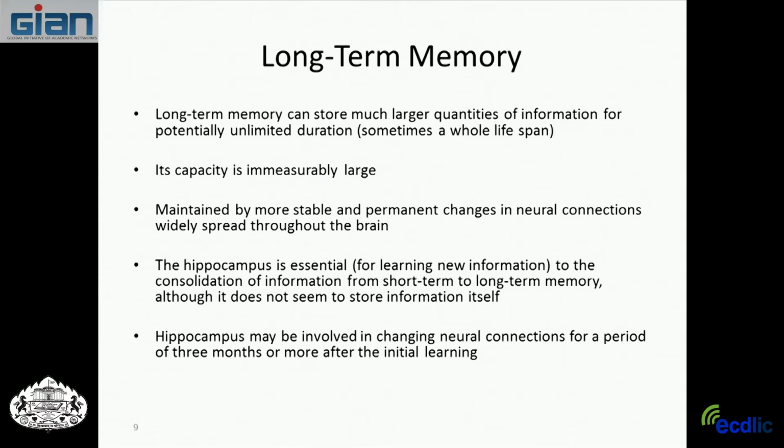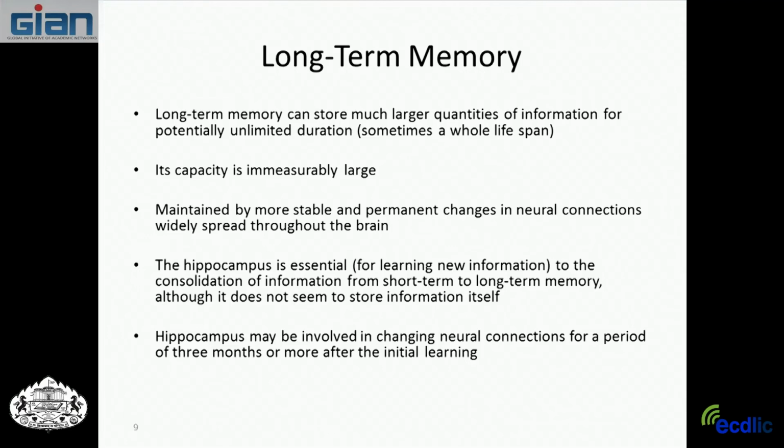Just as far as we know, there's no limit, and as I mentioned, you can store information for a whole lifespan. I'm sure all of us can recall memories that we had as a child that were good or maybe even bad, but left a mark on us and are ingrained in our long-term memory. So these memories are maintained by more stable and permanent changes in neural connections that are widely spread throughout the brain.